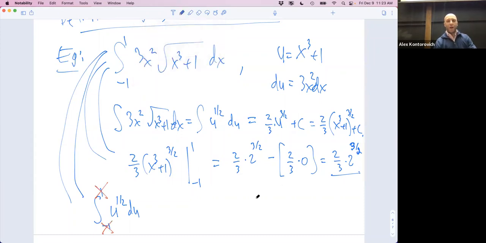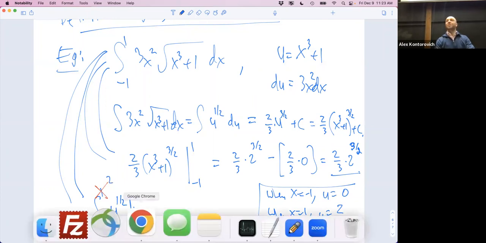In other words, let's do a little calculation over here. When x is -1, what is u? If I put in -1 for x, -1 cubed plus 1 is 0. And when x is 1, u is equal to 2. So it's not these bounds, it's from 0 up to 2.